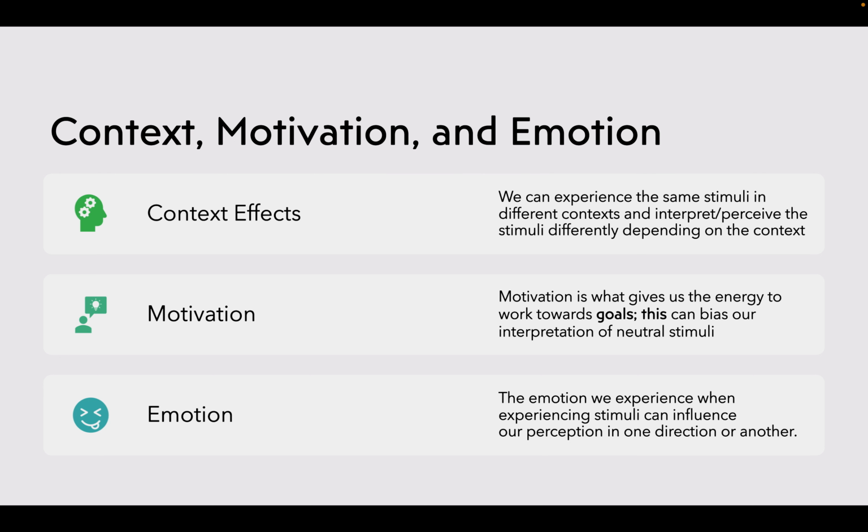The next one is motivation. So motivation is what gives us the energy to work towards goals, and this can bias our interpretation of neutral stimuli. So an example of this is desirable objects such as a water bottle viewed by a thirsty person seem closer than they really are.